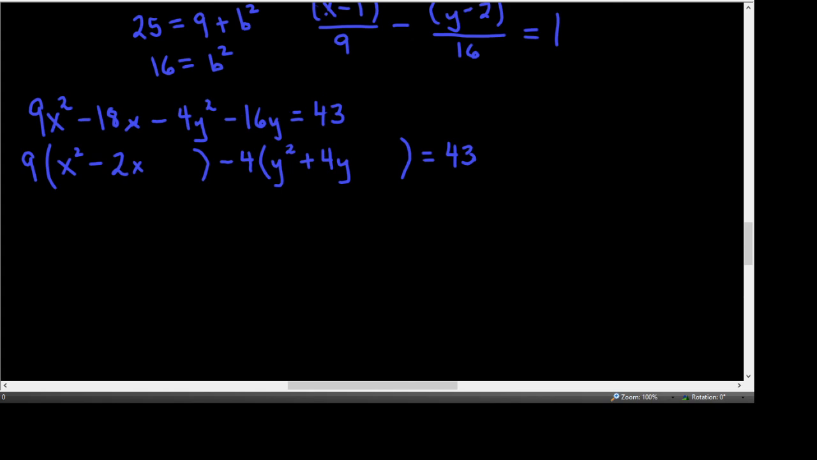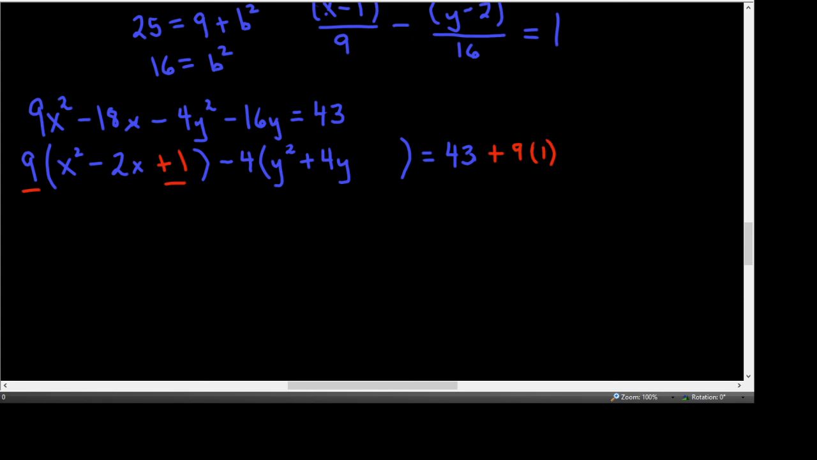Completing the square for x, half of negative 2 is negative 1. The square of negative 1 is positive 1. Keep in mind that what I've done is I've actually added 9 times 1 to the left side. So I need to add 9 plus 1 to the right side. I know that you can do 9 times 1 in your head, but if you write it down, you're making sure you're not forgetting something. Then the number that completes the square for y would be half of 4 is 2.